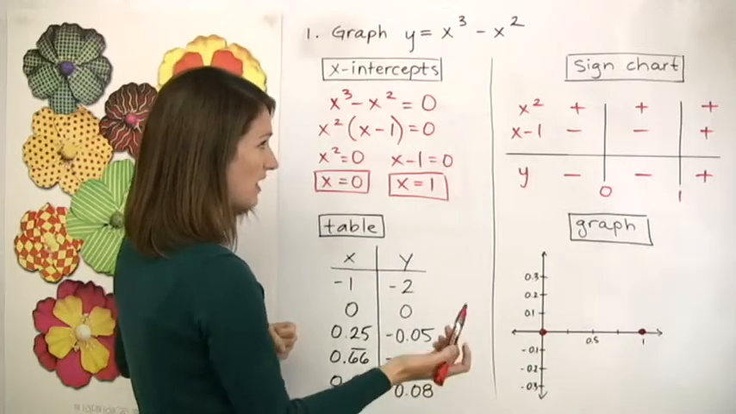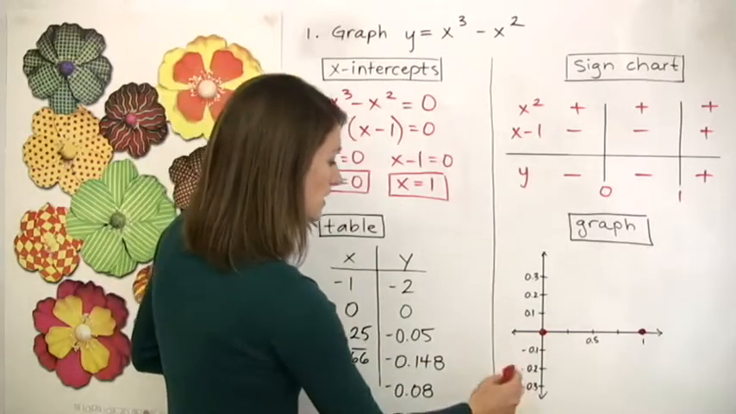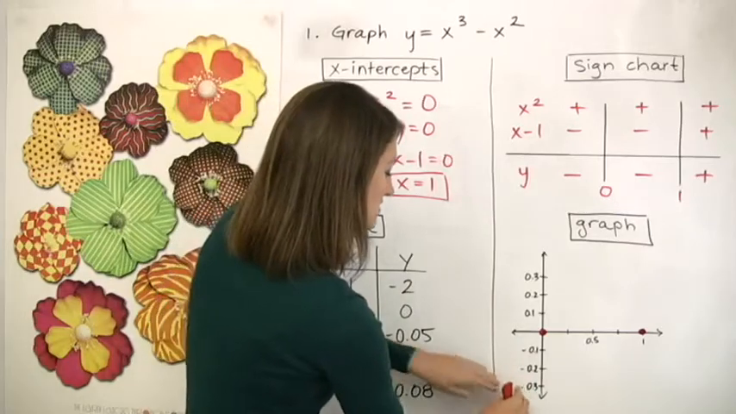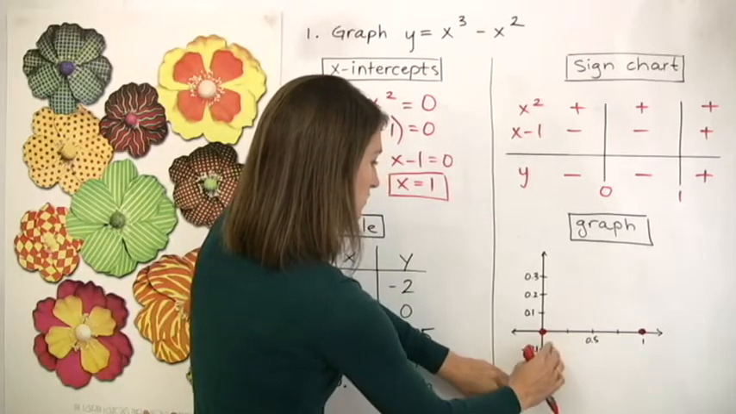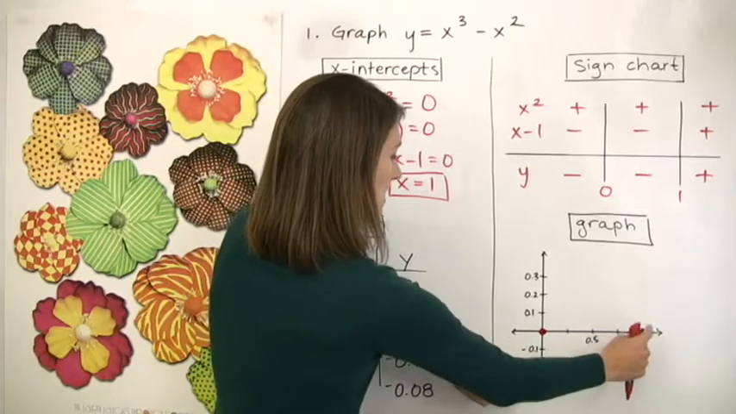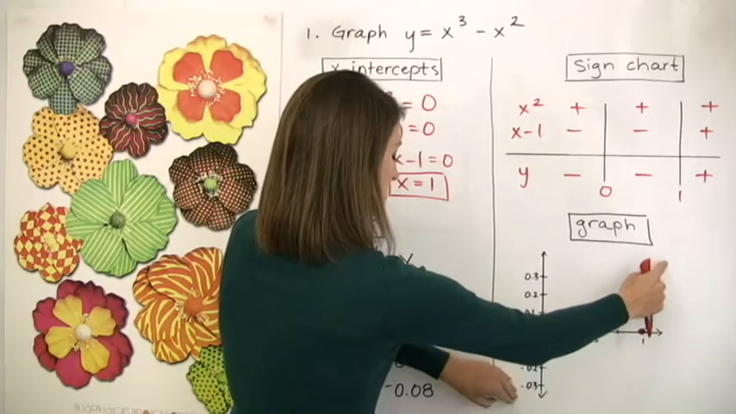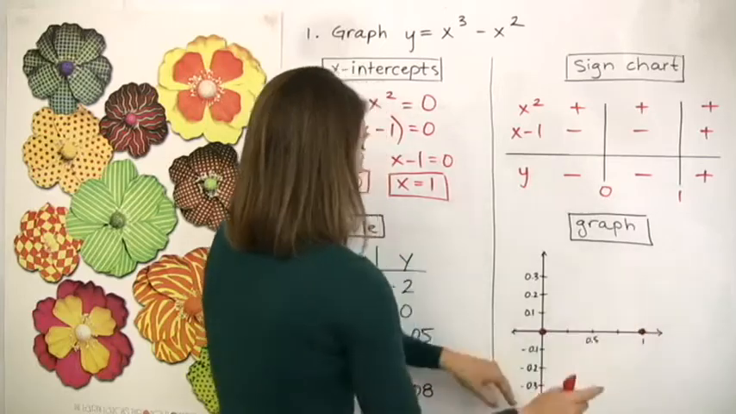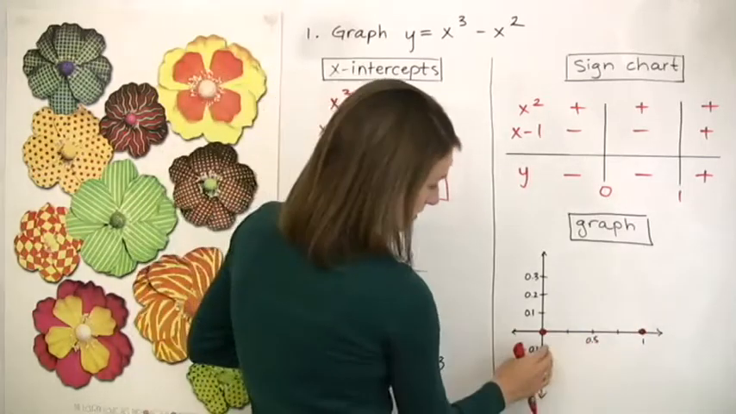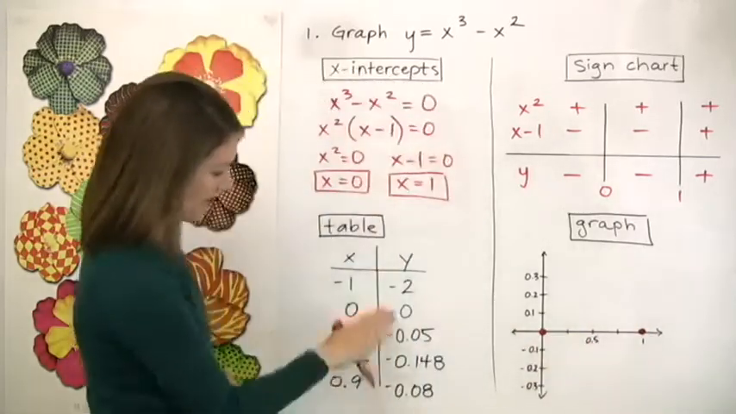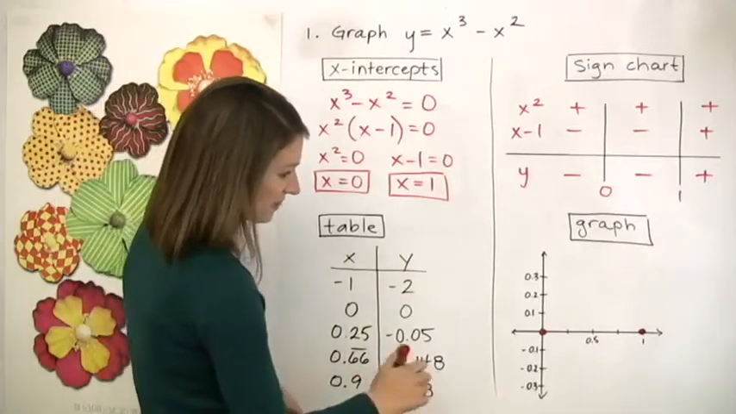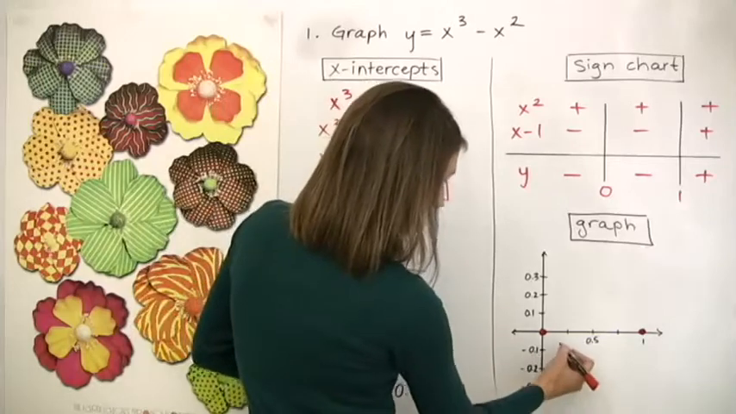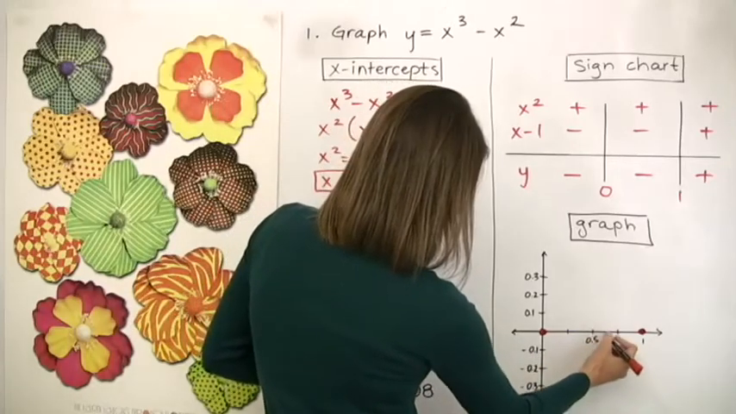Now we know that from our sign chart, it's going to be below the x-axis when it's less than 0. It's going to be below the x-axis when it's between 0 and 1, and then it's going to increase and go above the x-axis when it's greater than 1. So what we need to know is what happens between 0 and 1, and that's where these values from our table come in. So if we were to plot these values here, we'd end up with a graph that looks something like this.